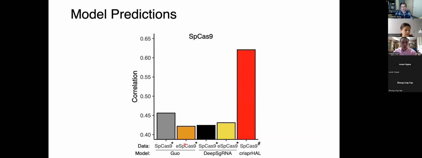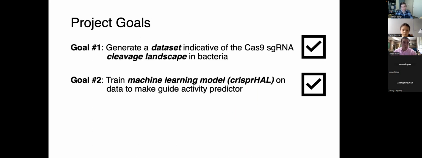So the first 4 columns are data and models from previous papers. And you can see they have modest correlations between predicted and actual activity. And then on the far right, you'll see CRISPR-Hal. This is the model we created that has a substantially higher correlation between the actual activity and the predicted activity. So from this, I think we achieved both of the project goals that we intended to at the beginning.